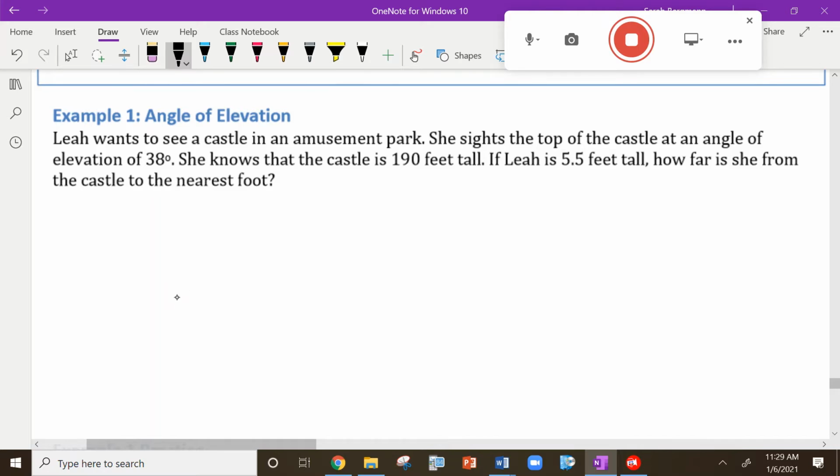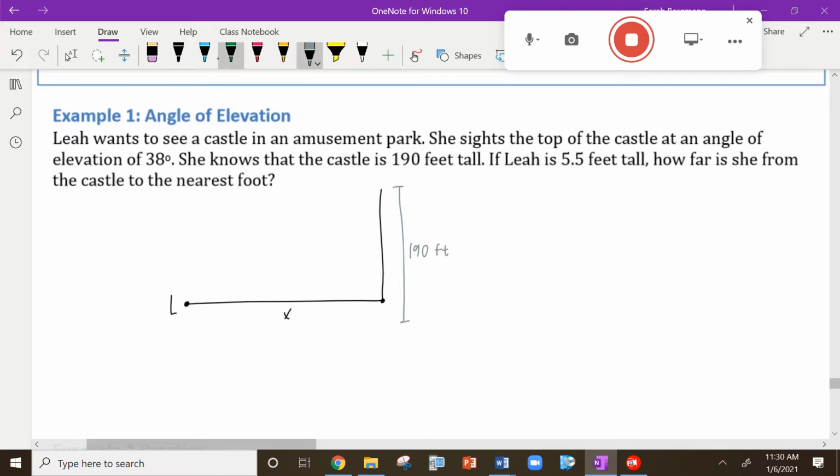So we'll put Leah here. We can put a point to represent her and call it L. Next, here's the castle over here. We are trying to find how far she is from the castle. Now this is a little bit tricky because the castle is 190 feet tall.